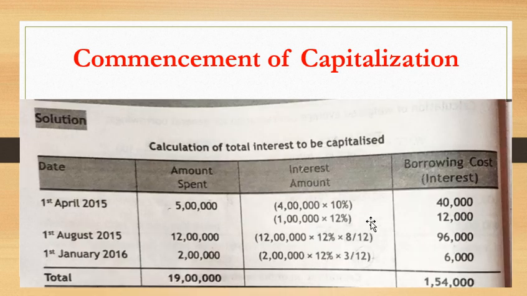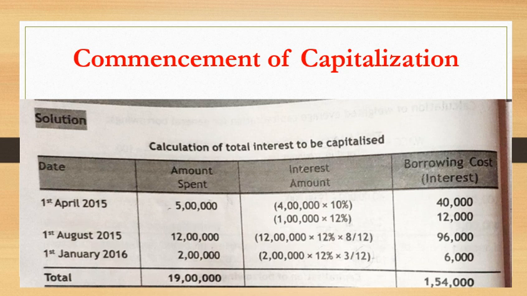So 4 lakh into 10%, which was paid for this expenditure, will give you 40,000 as the interest you're paying. But on the same day, you met only 4 lakh from the special loan. The leftover amount, that is 5 lakh minus 4 lakh, which is 1 lakh, is being taken from the non-specific loan of 23 lakh. So 1 lakh out of 23 lakh is taken to meet this expenditure which is incurred on 1st April 2015.